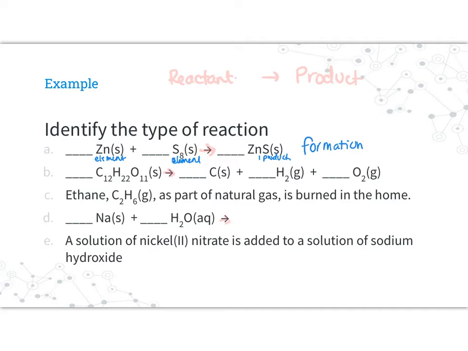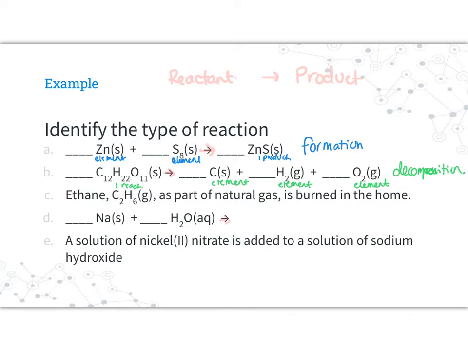In our second reaction here, we have C12H22O11 as my only reactant. So there's one reactant, and it splits into carbon, which is an element, hydrogen, which is an element, and oxygen, which is an element. So we have one reactant splitting into elements. This is a decomposition reaction. Decomposition.